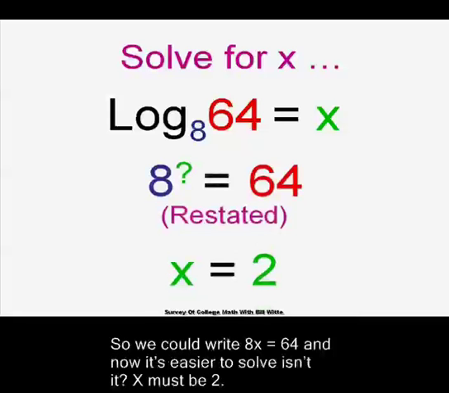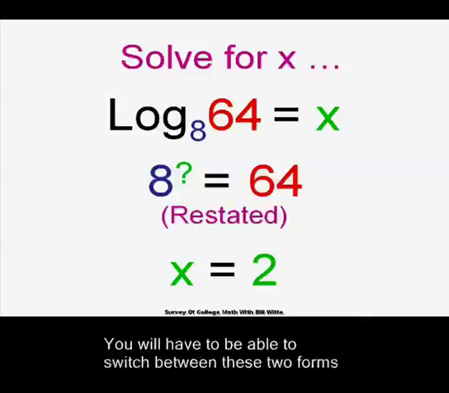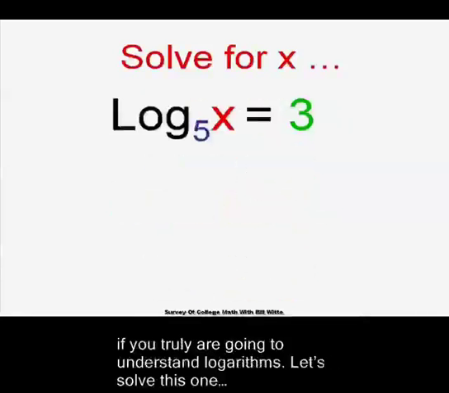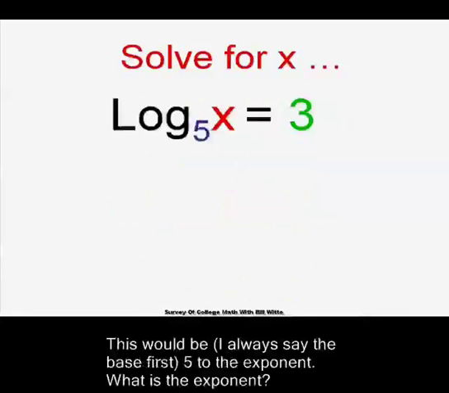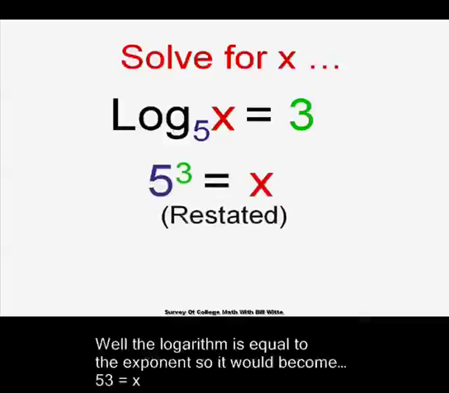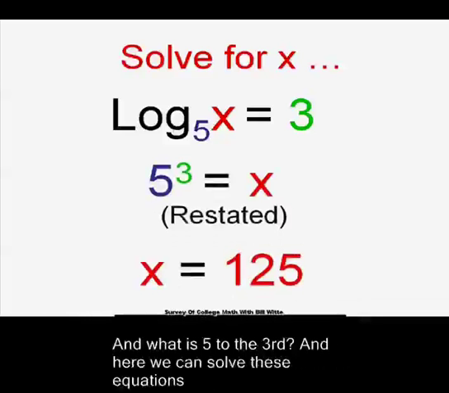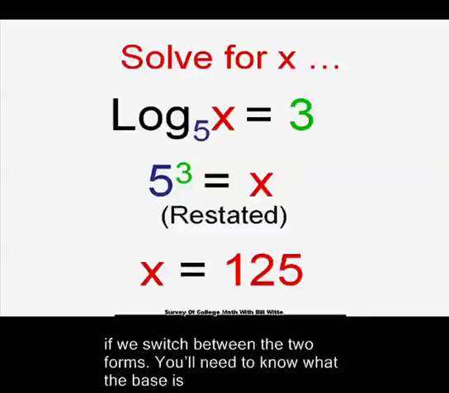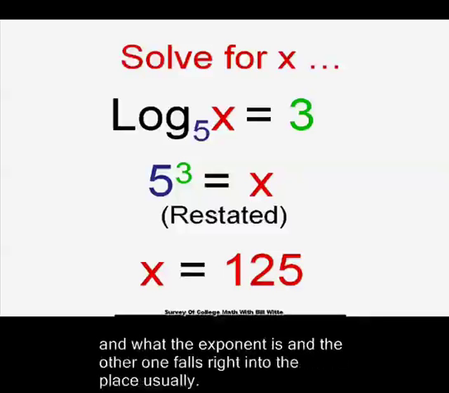So always, you're going to have to be able to switch between these two if you're truly going to understand logarithms. Let's solve this one. Not a problem. That would be the base. I always say the base first. 5 to the, what's the power? What's the exponent? Well, the logarithm is equal to the exponent. So 5 to the 3 is what x equals. And what is 5 to the 3? See, we can solve these equations if we switch between the two. You have to know how to switch them. Of course, you'll have to know what the base is, and you'll have to know what the exponent is, and the other one falls right into place usually.